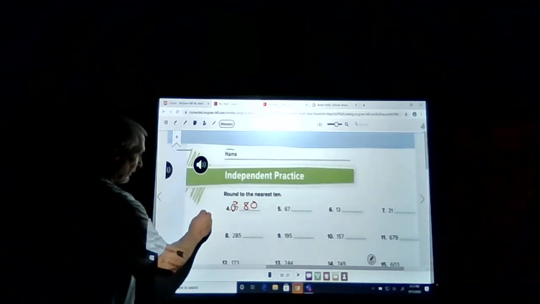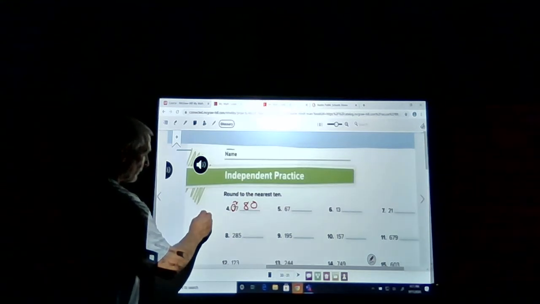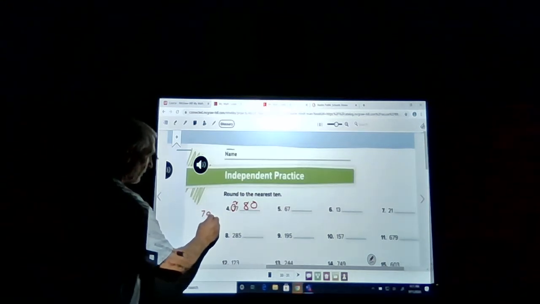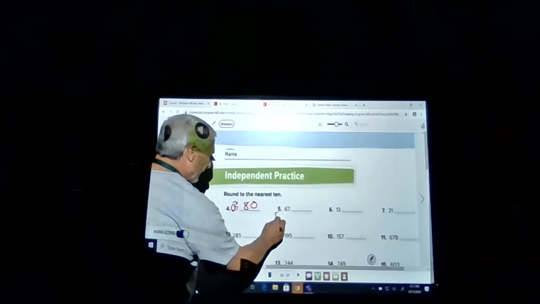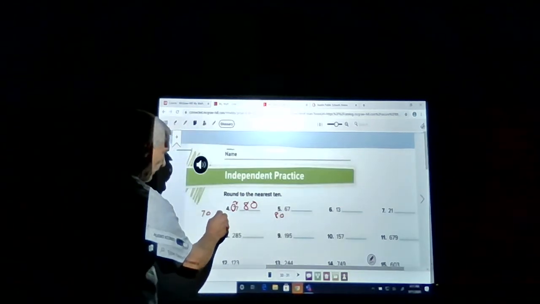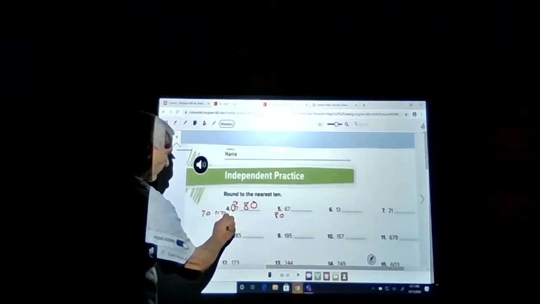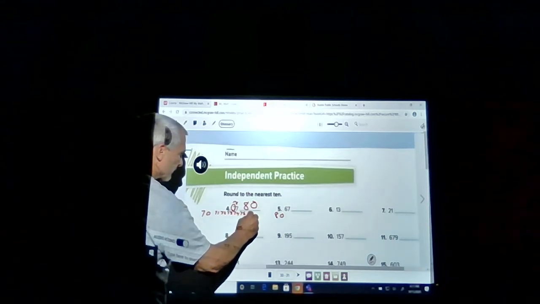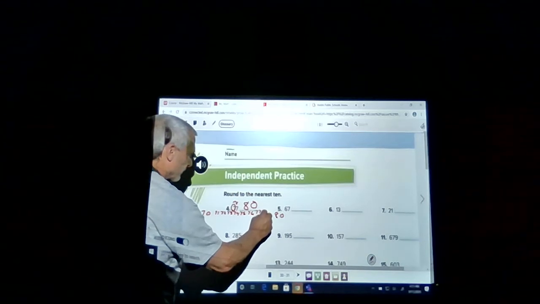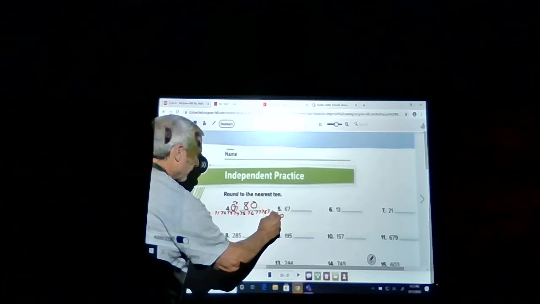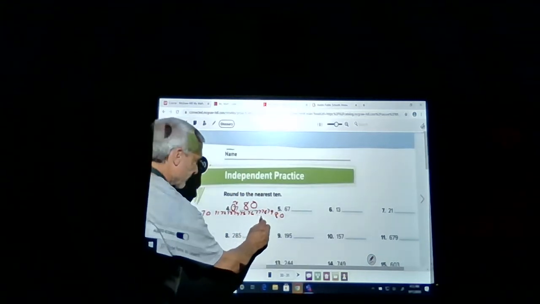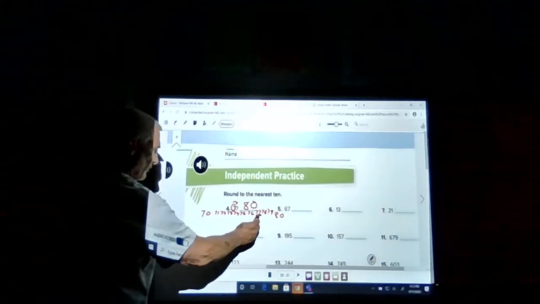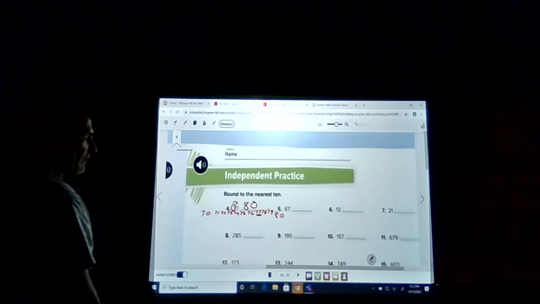So if I was going to look on a number line and I had 70 and I had 80 and all the numbers in between, 72, 73, 74, 75 in the middle, 76, 77, 78, and 79, and I had 77 right here. Is that close to the 70 or closer to the 80? It is closer to the 80. Remember number line? You can think of that.